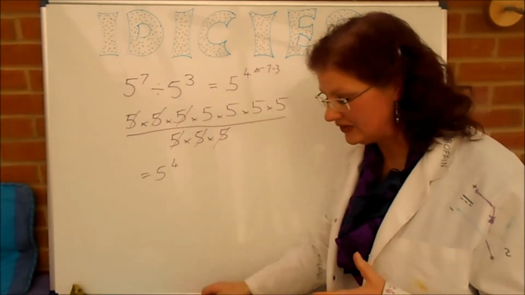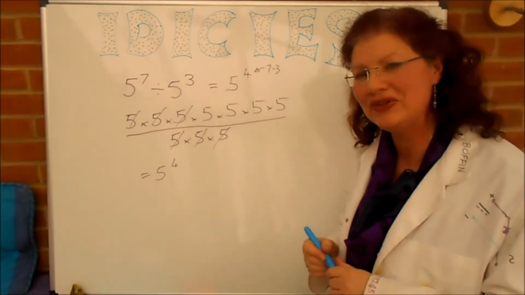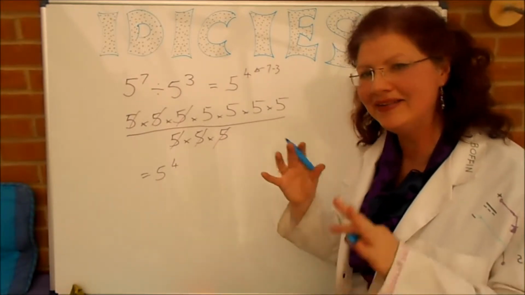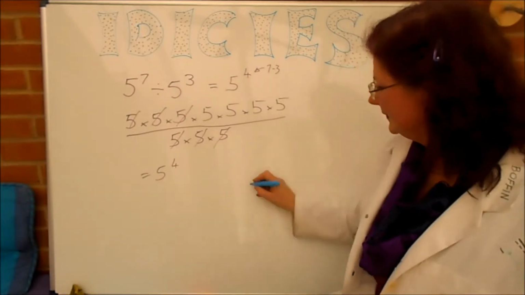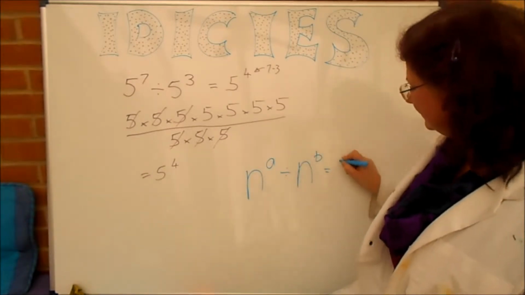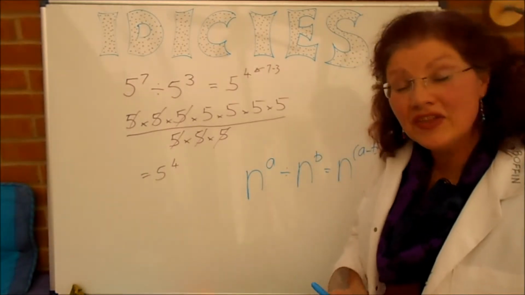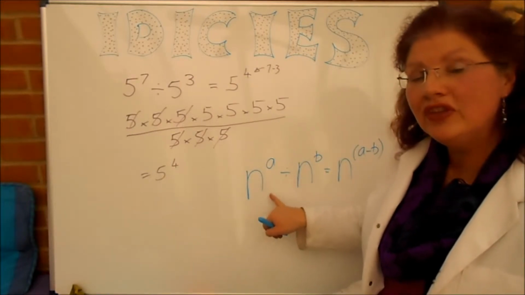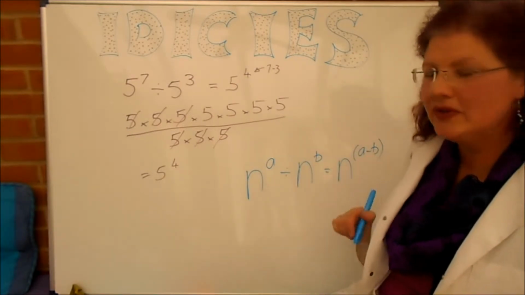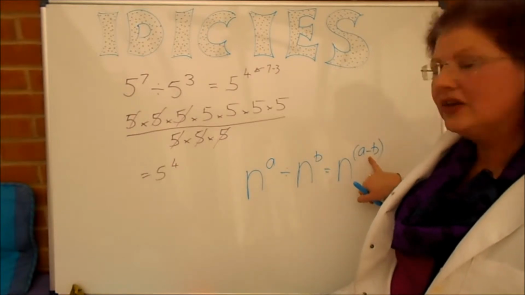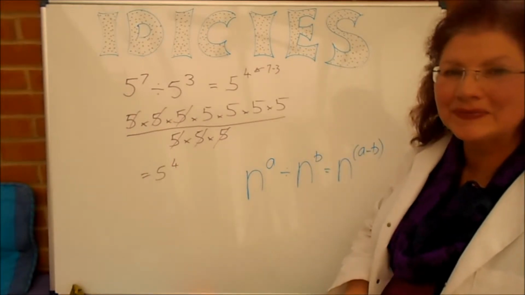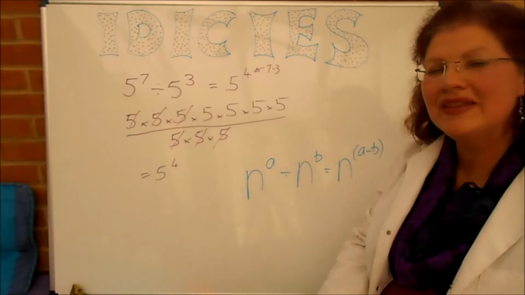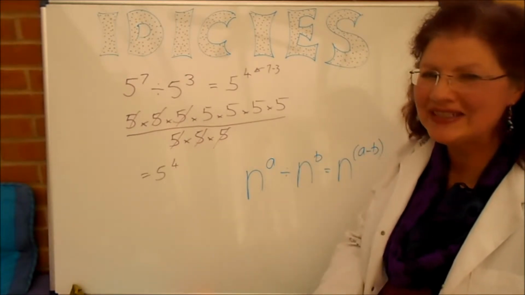So to write that out in the official index notation, here's what it looks like with all the N's and the A's and the B's and things. So that's really similar to the one we had with the multiply. When it was two things multiplied, we added the powers. When it's two things divided, we subtract the powers. Okay, I'm going to wipe down the board, then there's going to be some for you to have a go at in a minute.